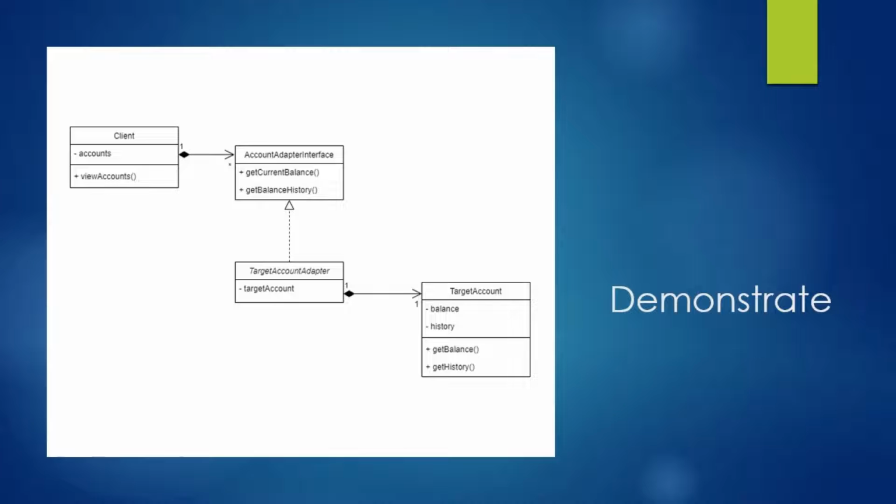A target account adapter has a target account. This allows it to interact with a target account while still giving the client what it expects. Because the client interfaces with an adapter instead of the target directly, only the inside of the adapter will need to be changed when the target's interface changes. This is one example of how the adapter pattern could be used in our family finance application.